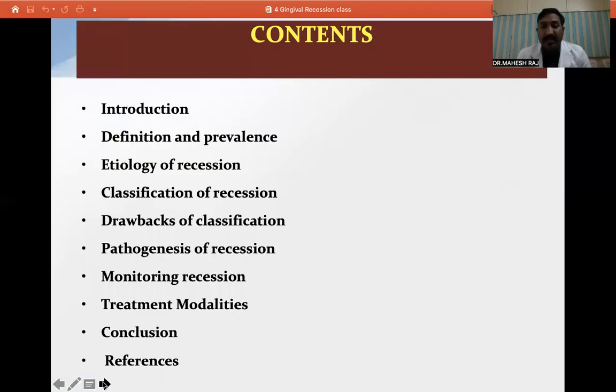What are the contents we are explaining in recession? The introduction, the definition, the prevalence, the etiology of the recession, how it is caused. How can we classify a recession? What are the drawbacks of this classification? The pathogenesis of recessions. How can we monitor recession? And what are the treatment modalities that you will take to cover the recession area? And the conclusion.